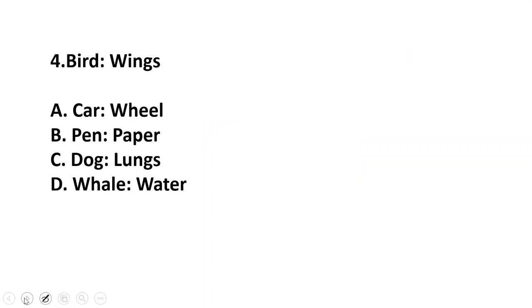Number 4, we do bird, wings. Now, a bird has wings. So which other pair is similar, where you can reason that a similar kind of relationship is there? Car, wheel; pen, paper; dog, lungs; whale, water. So where is the similarity? You can find out where the similarity is.